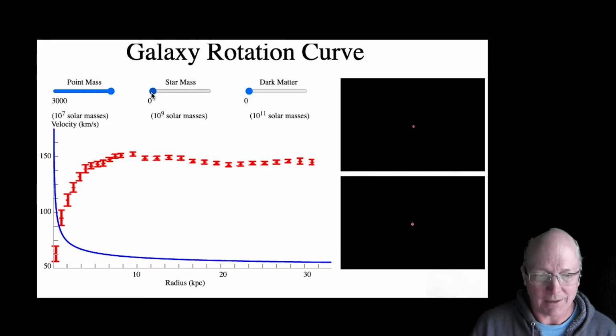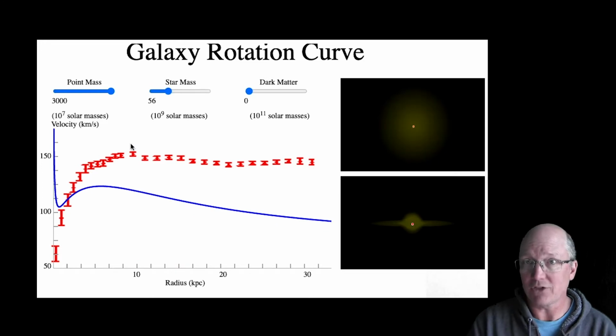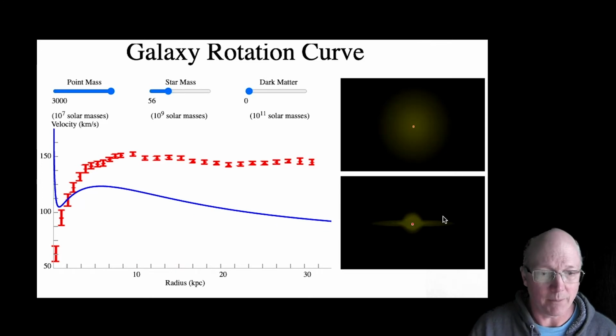And when I do that, I get a curve that looks like this. This is basically Kepler's law. It says the closer you get to the star, or to the central mass, the faster you're going. The more mass you have, the faster you're going, and it drops off as you move away. Okay, so that's our central mass.